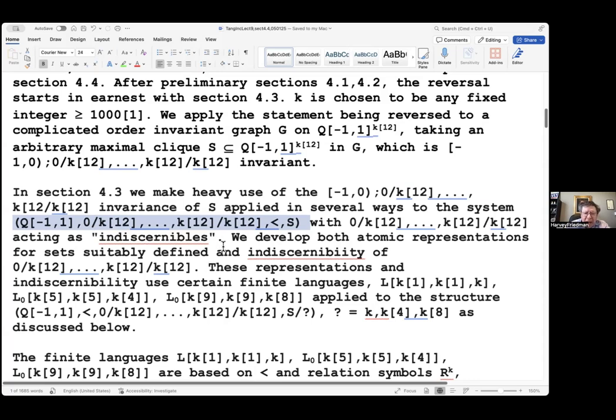All right. Now, in section 4.3, we develop both atomic representations for the set suitably defined and indiscernibility of these numbers. Indiscernibility, so to speak. These representations and indiscernibility use certain finite languages, and we've discussed these languages before, but let's review them. These are the three languages that we use in section 3 for the representations and for the indiscernibilities.